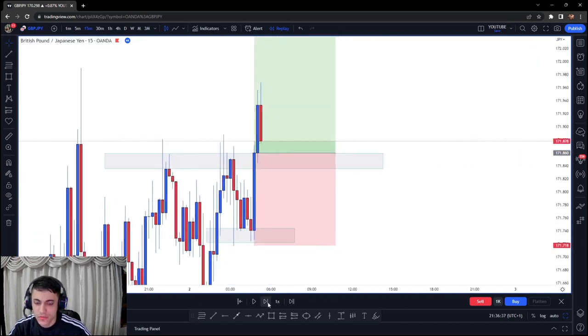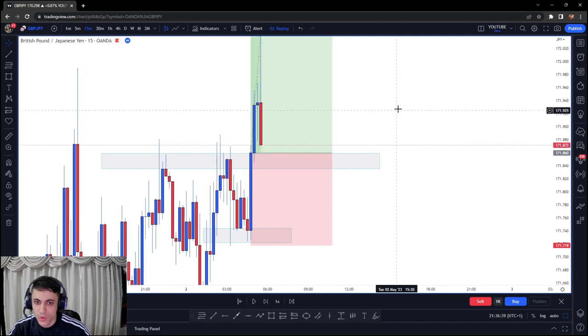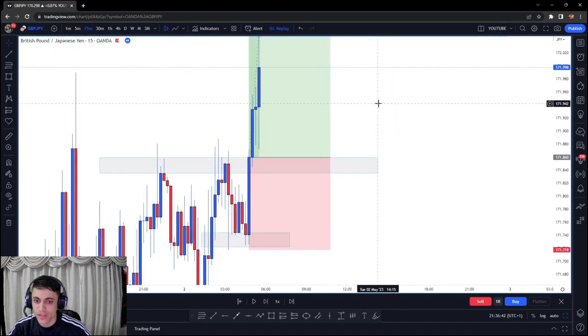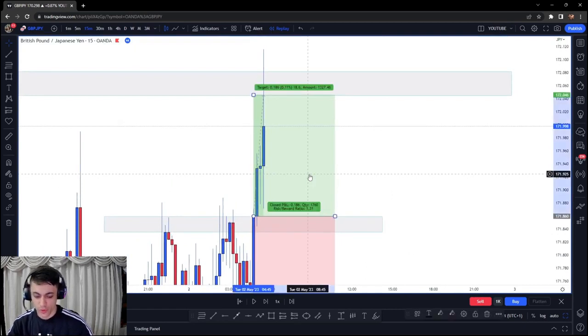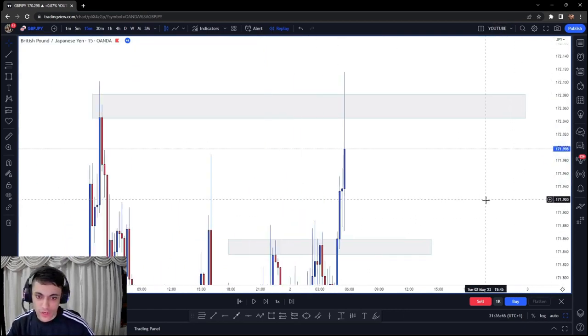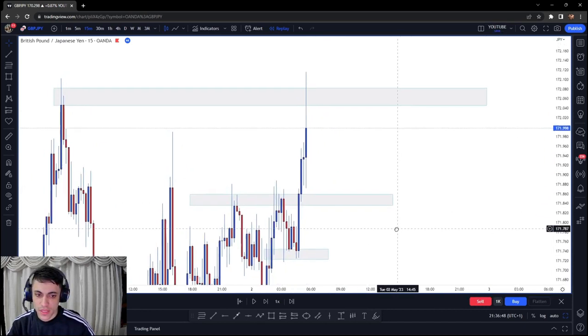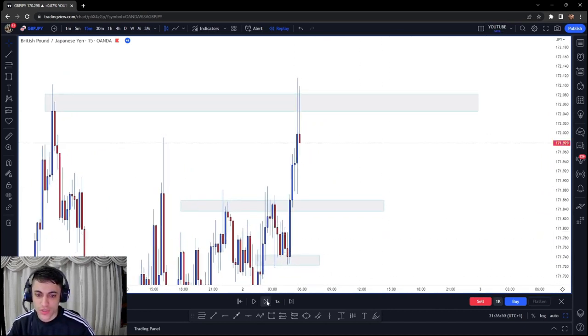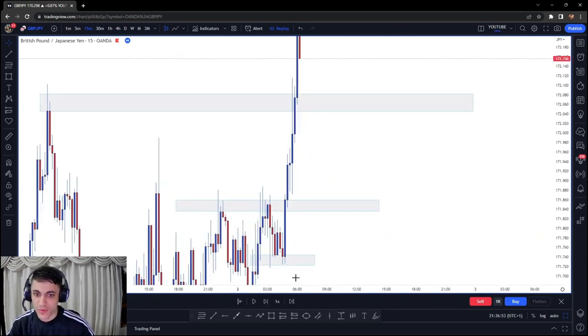Huge bullish candle. Holy shit, take profit got absolutely smashed. That's a 1 to 2.3. Beautiful, and we move on, and so on and so forth. And that's all I want you guys to do: adapt, react, and adapt to the market.